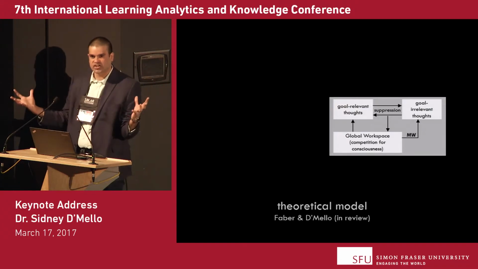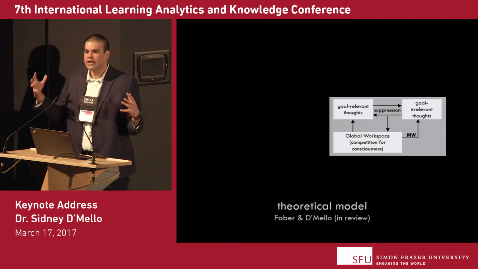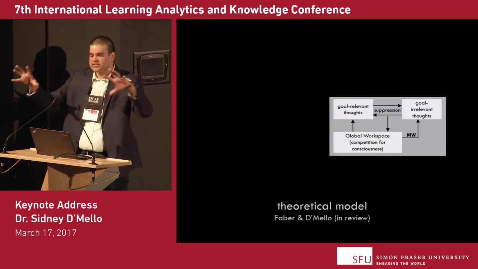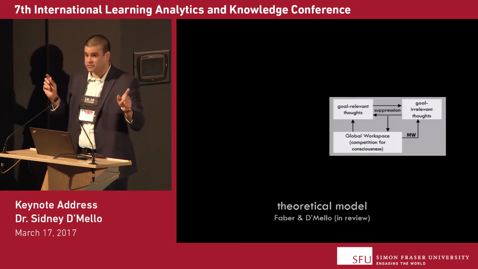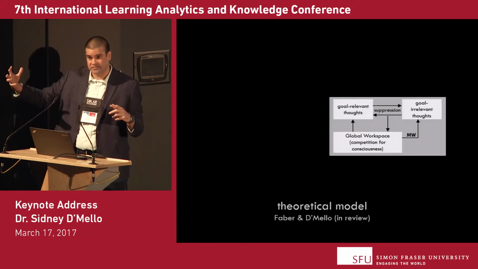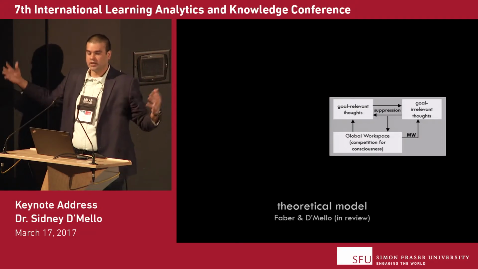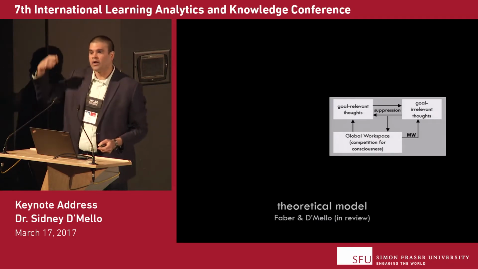Mind wandering is a conscious phenomena, so we situate it within a model of consciousness called global workspace theory. And basically the idea is there's all of these different coalitions of thoughts competing for consciousness, and about every 150 milliseconds to 300 milliseconds, one of them wins out and consciousness is a discrete event, and then a thought pops into mind. Mind wandering occurs when the goal irrelevant thought is the one that comes to mind.